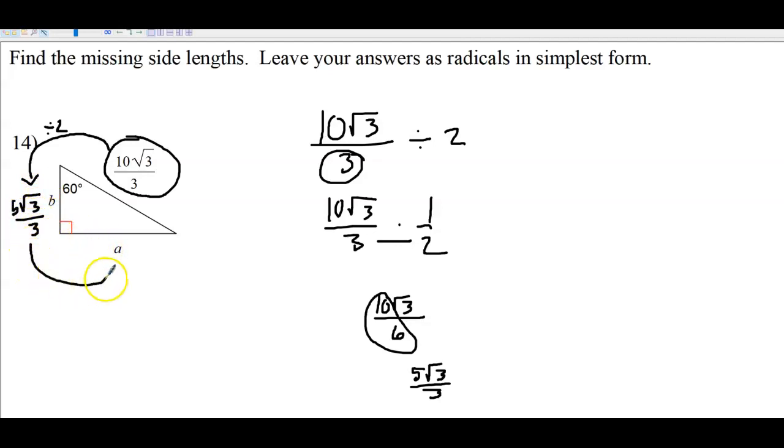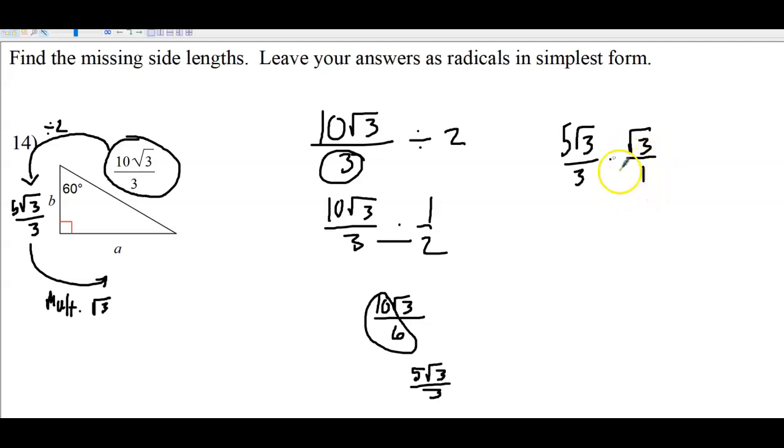How do I get to my long leg? We get there by multiplying by the square root of 3. So I'm going to multiply my short leg by the square root of 3. So that's more fun math that we get to do there. My short leg is 5 square root of 3 over 3, and I want to multiply that by the square root of 3. How do I do that?